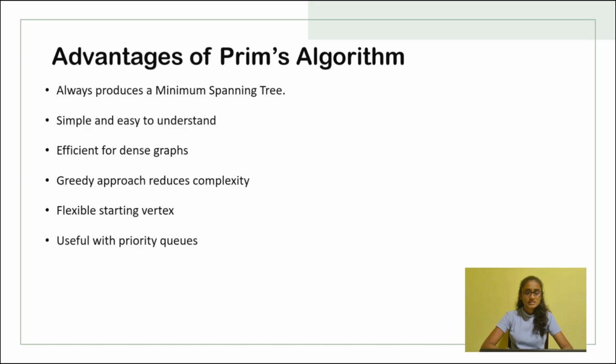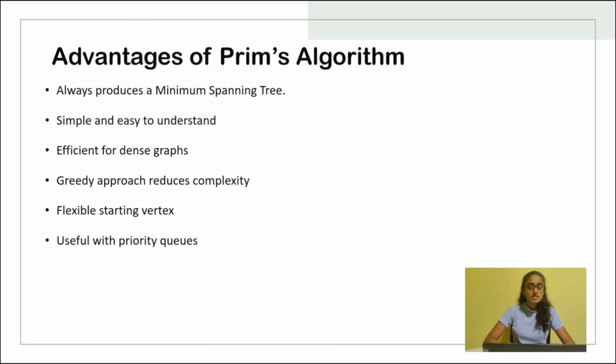Our next topic is advantages of Prim's algorithm. First one is always produces a minimum spanning tree, which means it guarantees the minimum total cost to connect all vertices. Next one, simple and easy to understand. Works step by step by choosing the smallest edge and is beginner friendly compared to some other algorithms. Next one, efficient for dense graph. Performs better than Kruskal's algorithm when the graph has many edges.